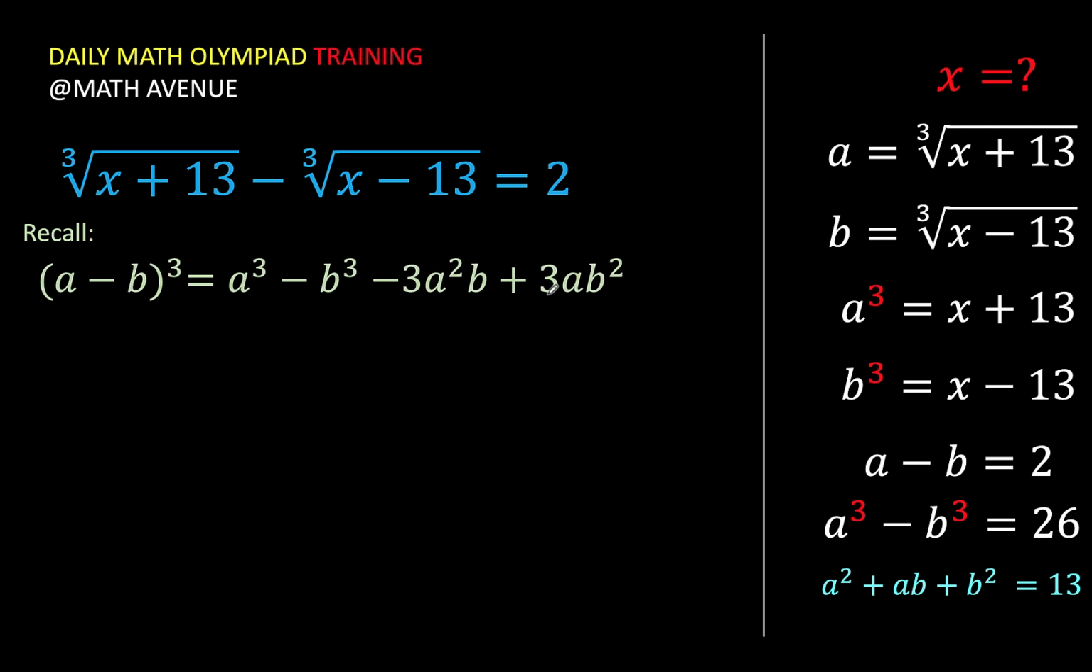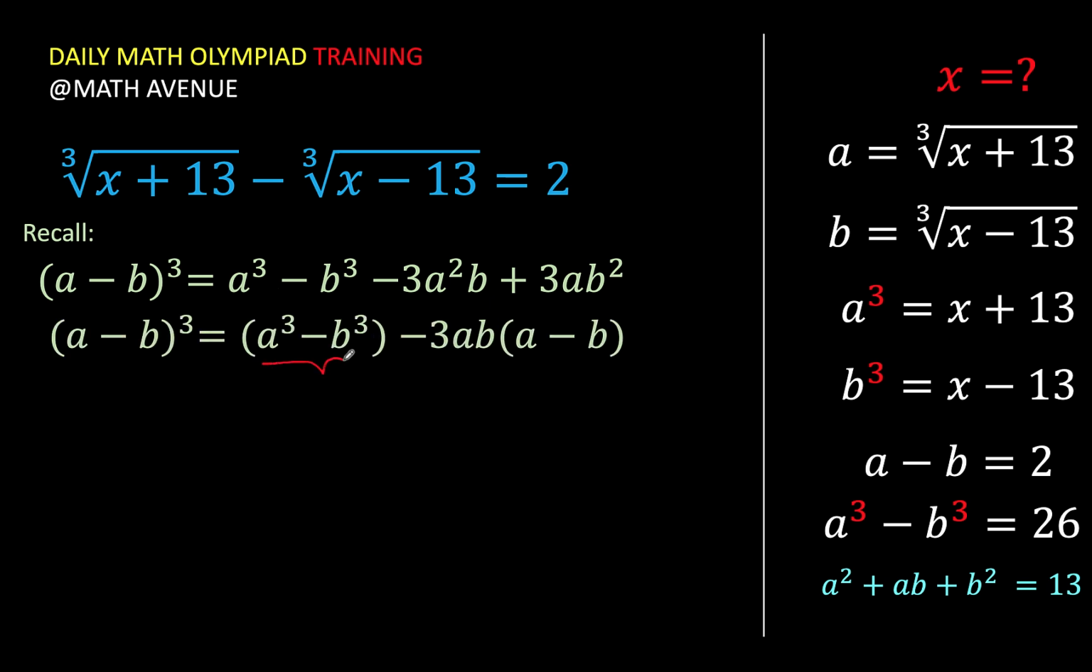And in here, there's a common factor of negative 3ab, and this a minus b is of course equal to 2. So let's group this together. We now have one group here. Let's factor out negative 3ab. So negative 3a squared b divided by negative 3ab, the result is a. This last term divided by negative 3ab, the result is minus b. We know that a minus b is equal to 2. So we can replace this a minus b and this a minus b by 2.